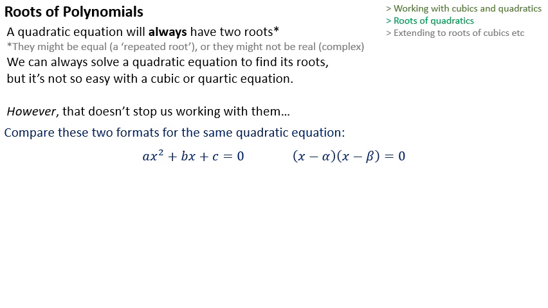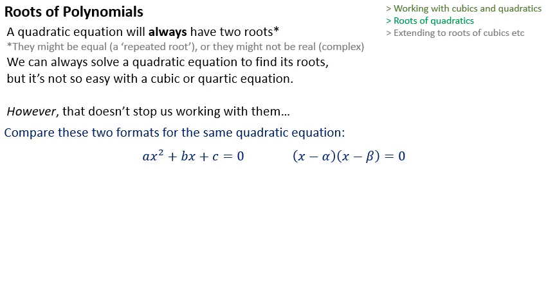Let's start by looking at these two. These are both the same quadratic equation, but I've written them in a general format so that we're not going to be bogged down by a specific case. ax squared + bx + c = 0 is what you might call the standard format for a quadratic. You'll have seen it in the quadratic formula statement.